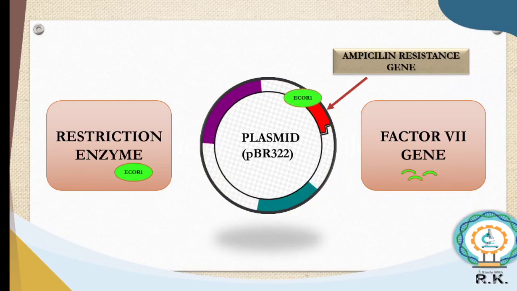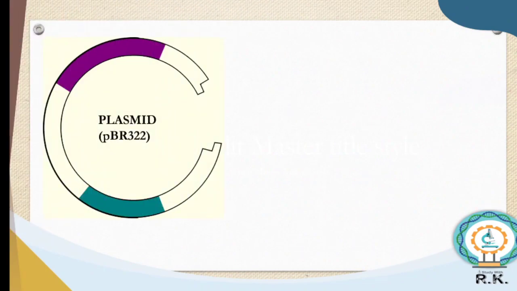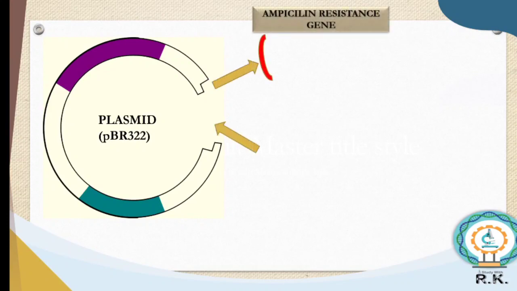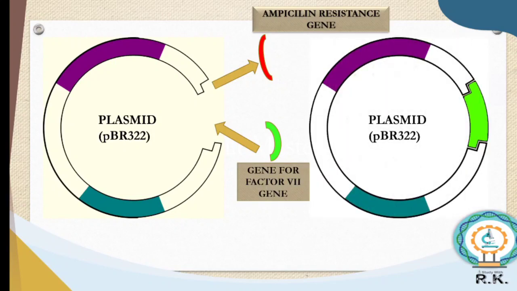Now the EcoR1 restriction enzyme has cut at its restriction site. We can insert the factor 7 gene in the plasmid. Here you can see in this image, this is now a recombinant DNA molecule, since we have combined DNA segments from two sources: the plasmid from the bacteria and the clotting factor gene.